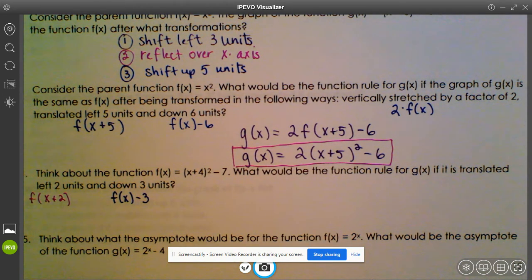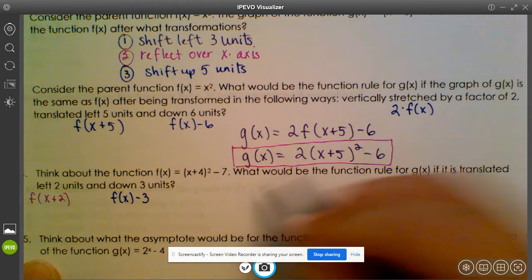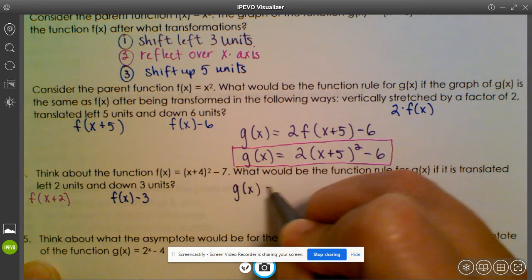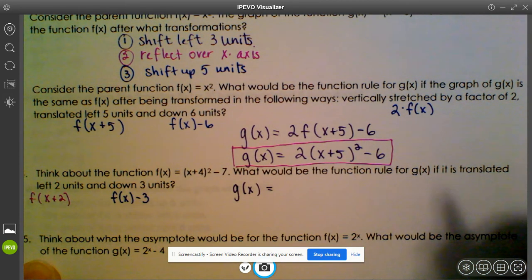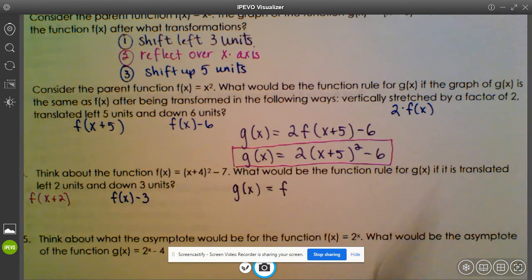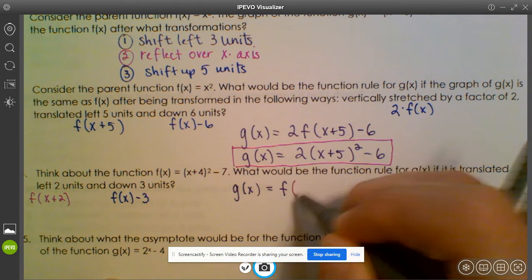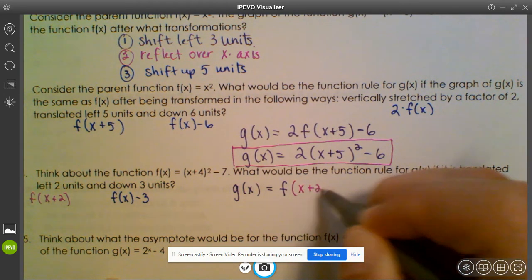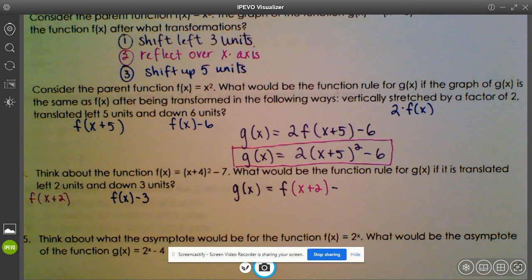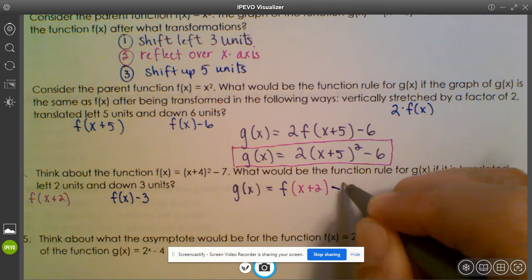Okay, so let's keep these in mind as we go through, and I'm actually going to do these in different colors. So g of x is going to be f of x plus 2 minus 3. Okay?